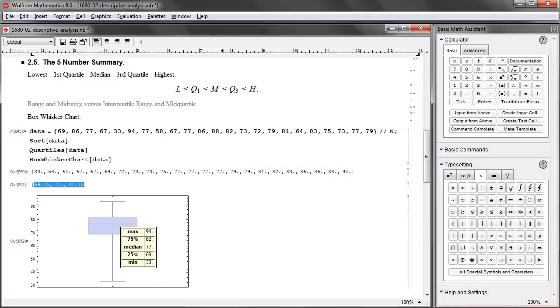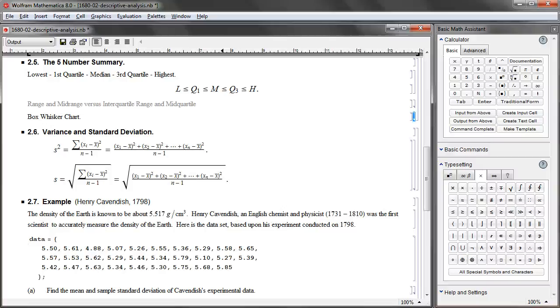Well, okay, in this box whisker plot, if I get close to it, Mathematica automatically produces the 5-number summary. Minimum 33, first quartile 69 point something, median 77 point something, third quartile 82 point something, maximum 94. This kind of thing is called a box whisker plot, box whisker chart, whatever you may call it, and that's intimately connected to the 5-number summary.